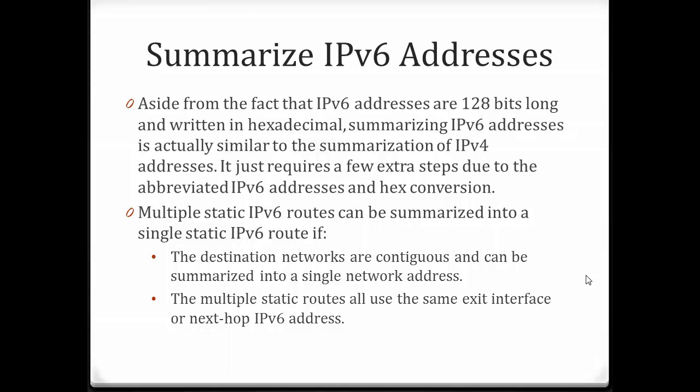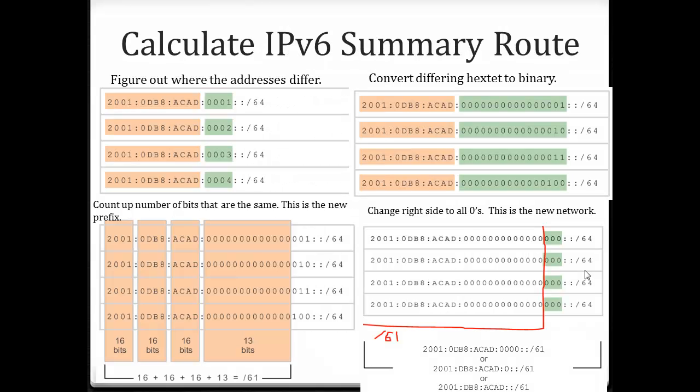We can summarize IP version 6 as well. It's essentially the same process, but we do have a little bit more to do since we're working with hexadecimal instead of decimals. So we have a few extra steps for the hex conversion. To calculate an IP version 6 summary route, we need to figure out where the addresses differ again. In this example, they start to differ in this hextet here. They're all the same until we get to the 1, 2, 3, and 4.